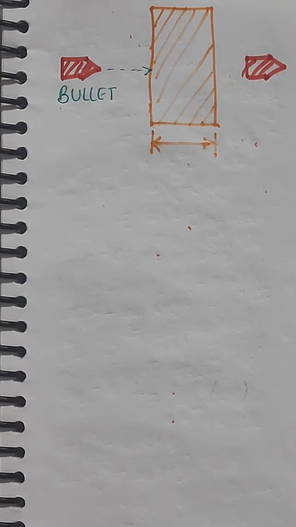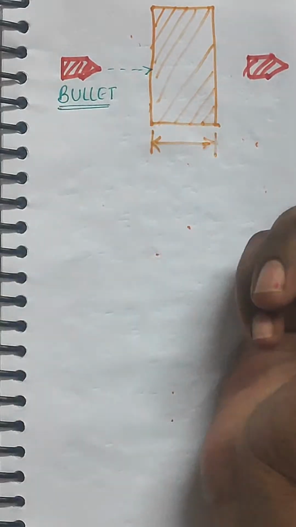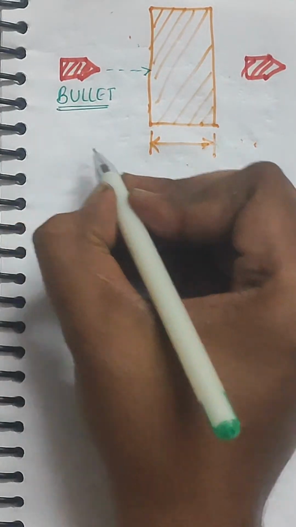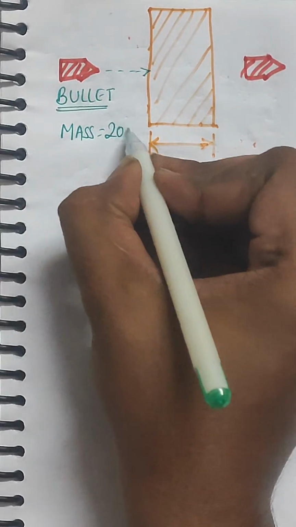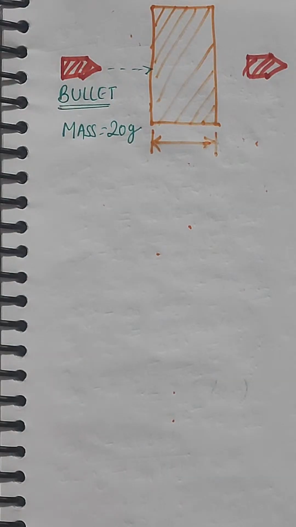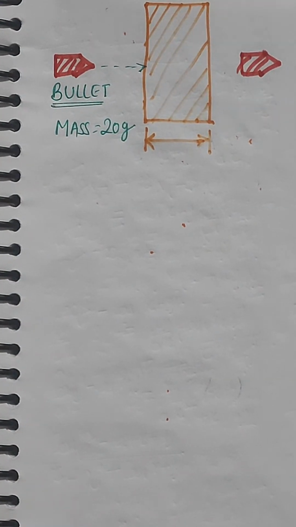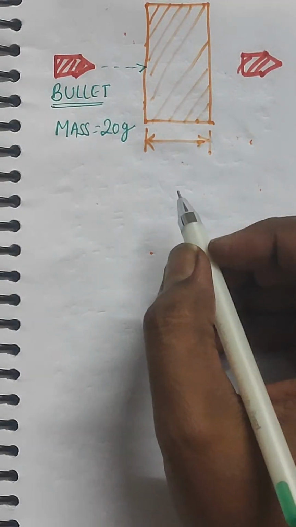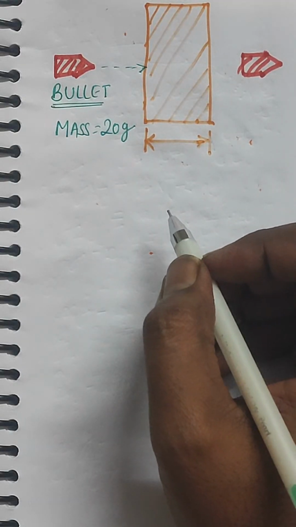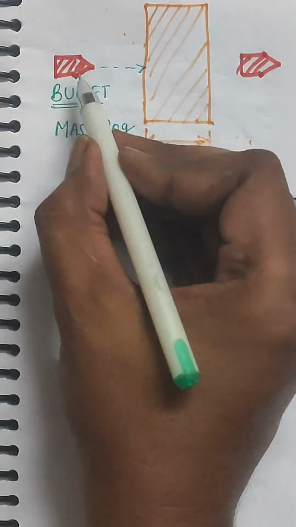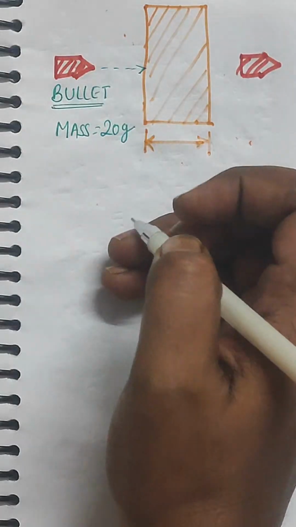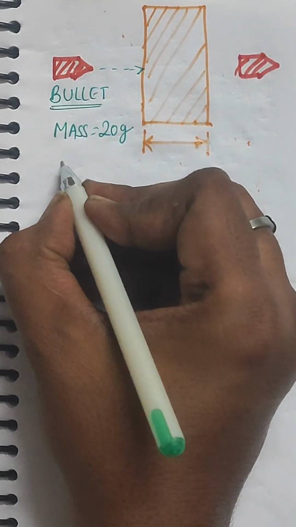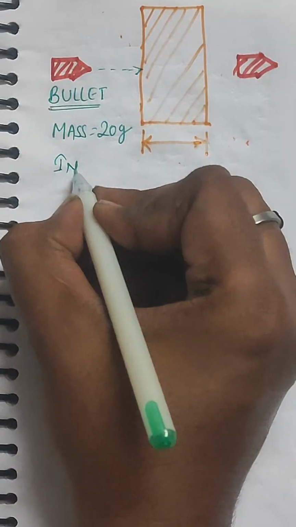A bullet of mass 20 gram, so this bullet has a mass of 20 gram. And it's also given that the bullet is fired from a rifle with a velocity of 800 meter per second. That means when the bullet is fired, before hitting the wall, its initial velocity is given to you.